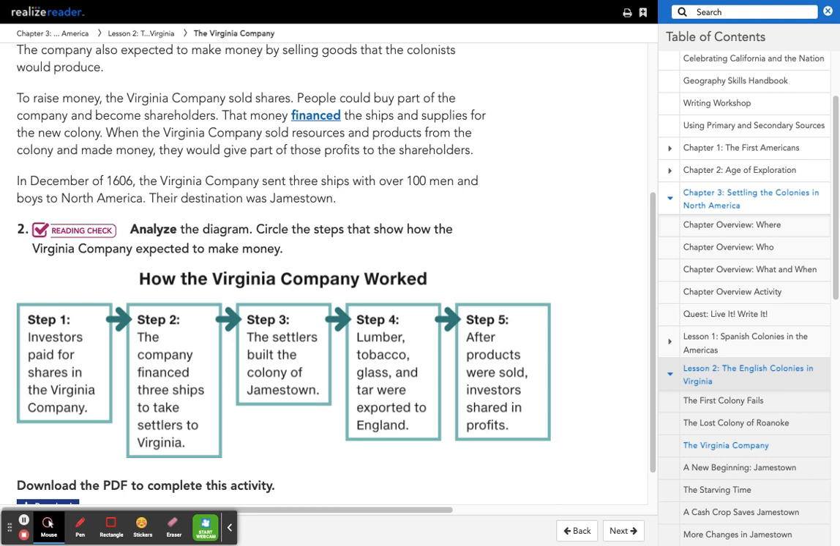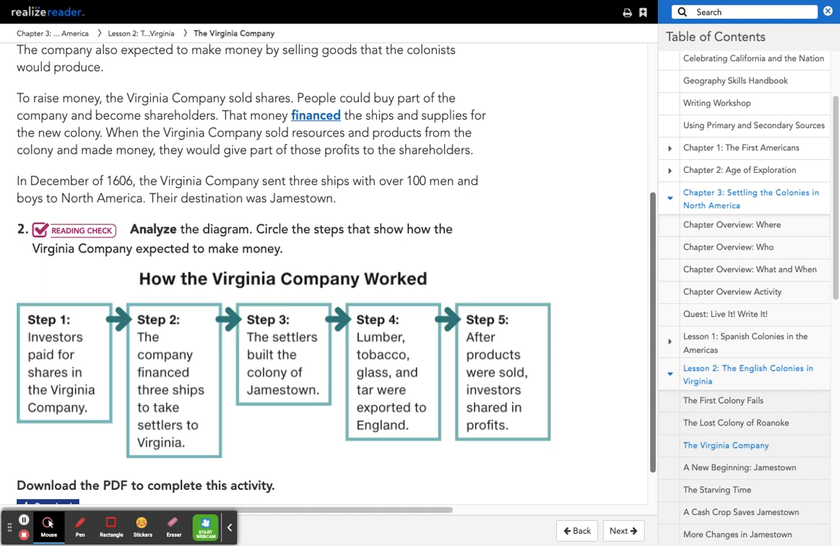To raise money, the Virginia Company sold shares. People could buy part of the company and become shareholders. That money financed the ships and supplies for the new colony. When the Virginia Company sold resources and products from the colony and made money, they would give part of those profits to the shareholders. In December of 1606, the Virginia Company sent 3 ships with over 100 men and boys to North America. Their destination was Jamestown.